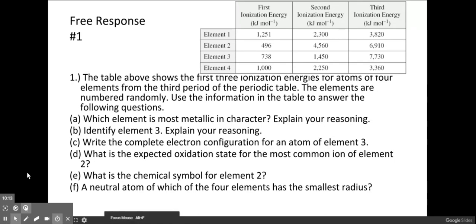Okay, so we didn't really talk about metallic character per se as one of the periodic trends, but I can tell you this, it's based on, well, not based on, but it's the same trend that reactivity is.